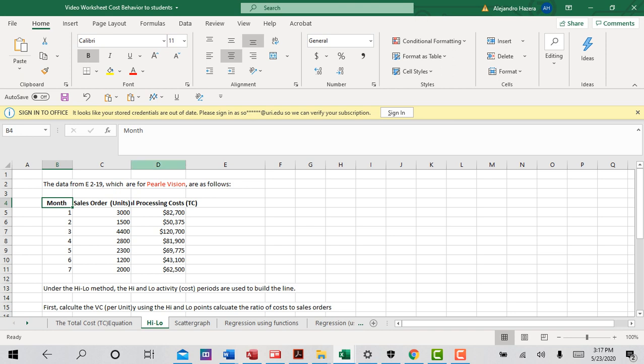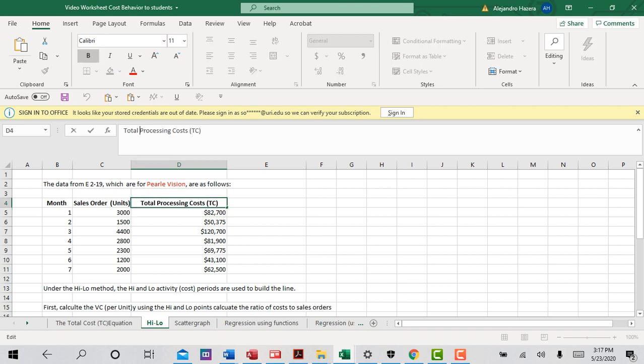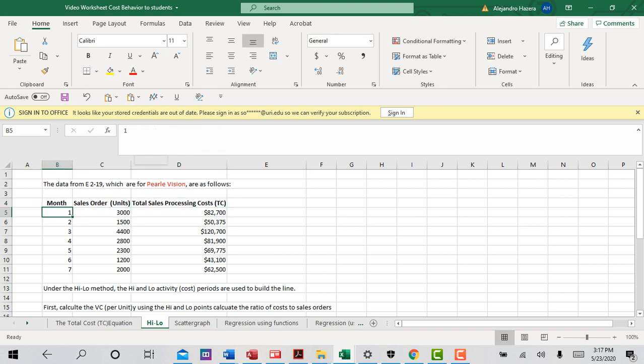Okay, and notice what the data set gives you. It gives you sales orders and total processing costs. I would say total sales processing costs would be a better way to put it. I took it right out of the book, but say total sales processing costs. And all this says is that you have 7 months. These are historical months. Okay?